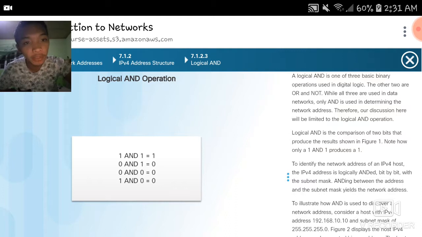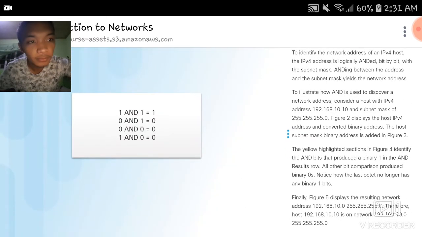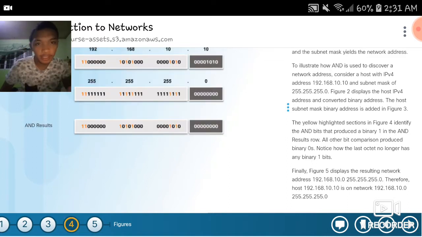You may see the figure 1. I will highlight the yellow highlighted sections in figure 4. They identify the AND bits that produce a 1 binary in the AND results row. All other bit comparisons produce binary zeros.